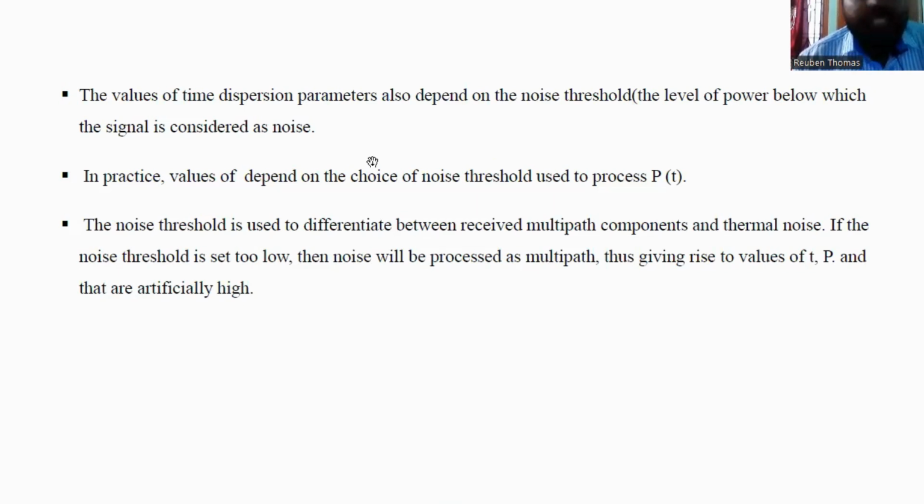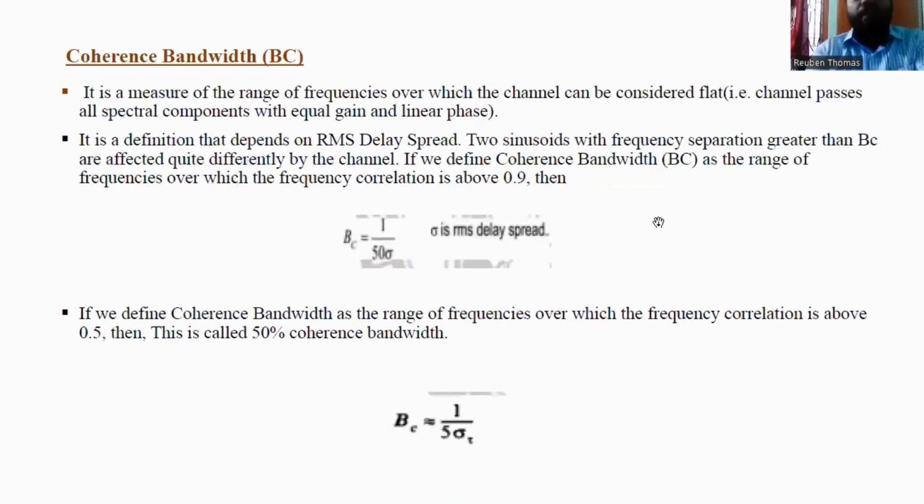And coming to the coherence bandwidth, it is a measure of the range of frequencies over which the channel can be considered flat. That is, the channel passes all the spectral components with equal gain and linear phase. It is a definition that depends on the RMS delay spread, where two sinusoids with frequency separation greater than Bc are affected quite differently by the channel.